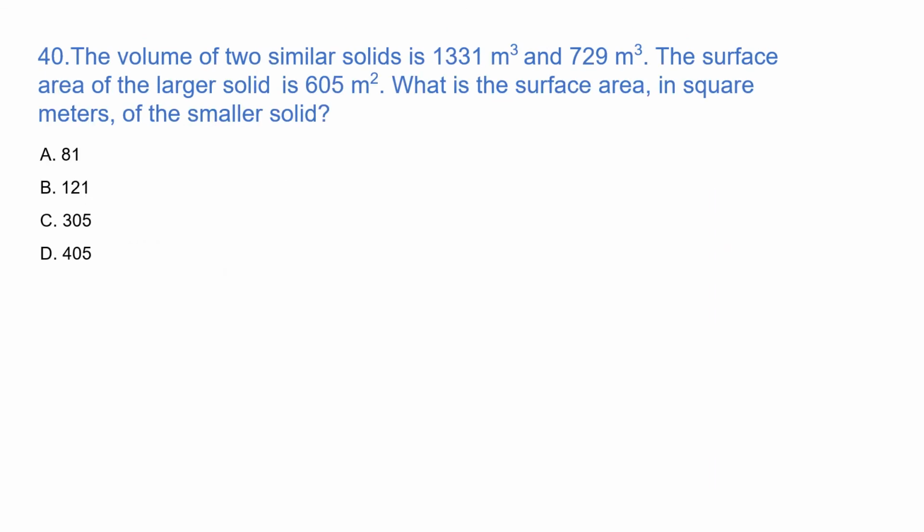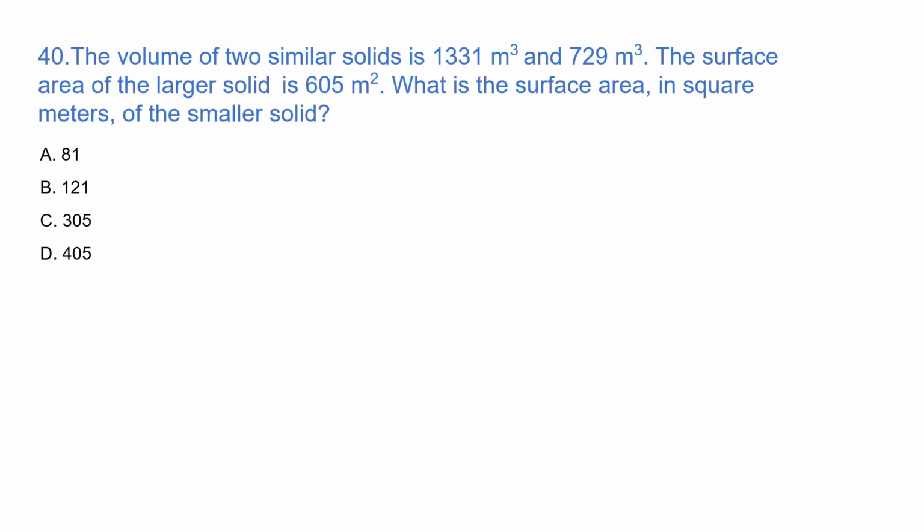All right, we finally reached the last problem for part 2. So let's go ahead and complete number 40. It says the volume of two similar solids is 1,331 meters cubed and 729 meters cubed. The surface area of the larger solid is 605 meters squared. What is the surface area in square meters of the smaller solid?